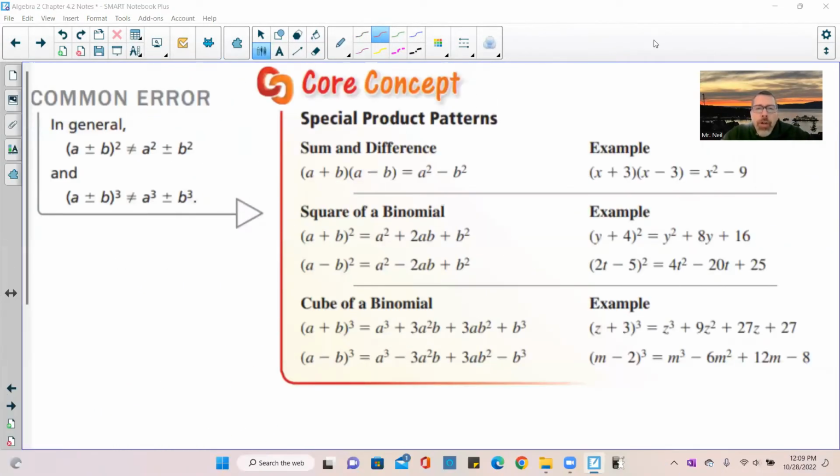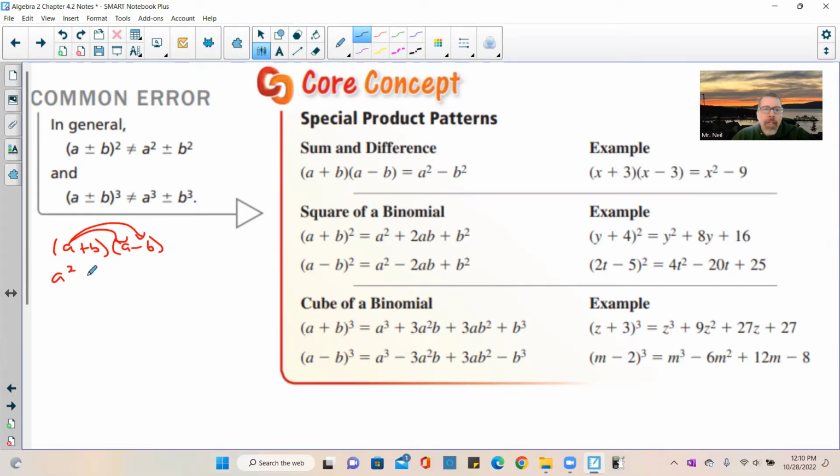Okay, now we're onto a core concept, special product patterns, sum and difference. If we have a plus b times a minus b, we get a squared minus b squared. They're not showing where this came from, but if we have a plus b times a minus b, and we FOIL, we get a times a, which is a squared.